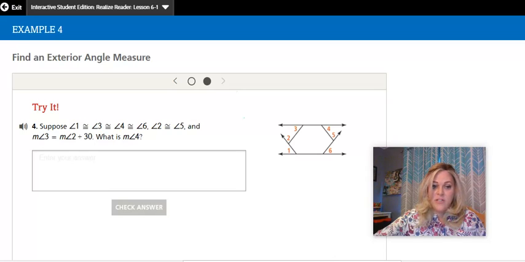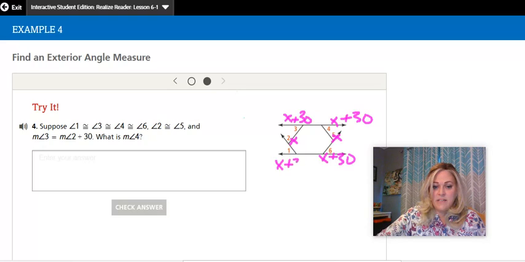The second part of example 4: suppose that angles 1, 3, 4, and 6 are all congruent, and 2 and 5 are congruent. The measure of angle 3 equals whatever angle 2 is plus 30. I'm going to name angle 2 x because I don't know what it is. So if this is x, and angle 5 is the same, this is x. But angle 3 is x plus 30, which means 1, 4, and 6 are also x plus 30, x plus 30, and x plus 30.